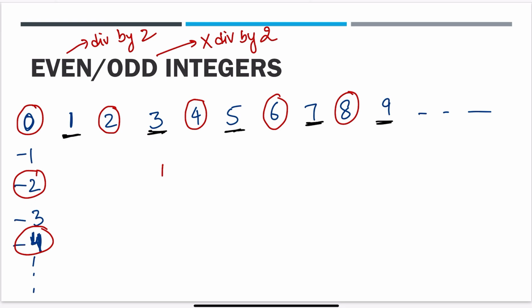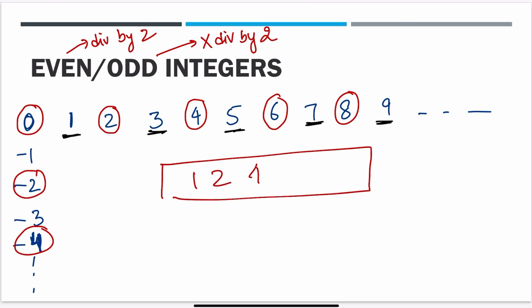So just to give you an idea, if someone gives you a very big number, 1, 2, 4, 6, 8, 9, and asks, is this an even integer or an odd integer? First thing, is it an integer? Yes, because it's non-decimal. Then you just check the last digit of the number, that is 9.